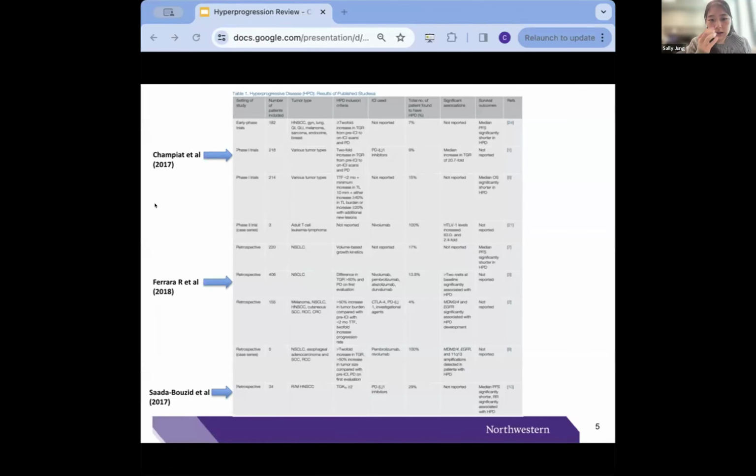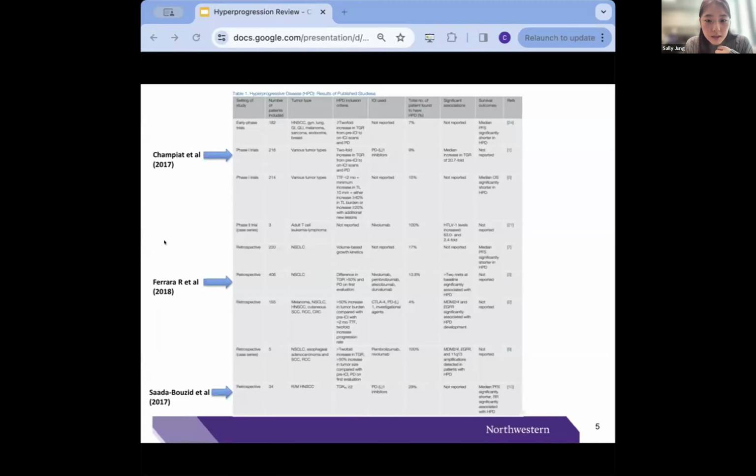So first is Chae et al. It was a retrospective study of 218 patients enrolled in phase 1 clinical trials. The authors used tumor growth rate before ICI treatment and compared it with tumor growth rate while on ICI therapy to better understand the relationship between PGR and OS outcomes. So this study defined hyperprogressive disease as a twofold or more increase in PGR from pre-ICI to on-ICI scans, and it was evaluated by RECIST criteria.